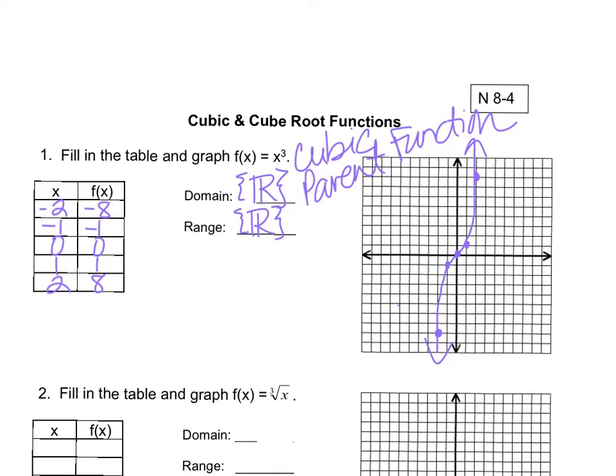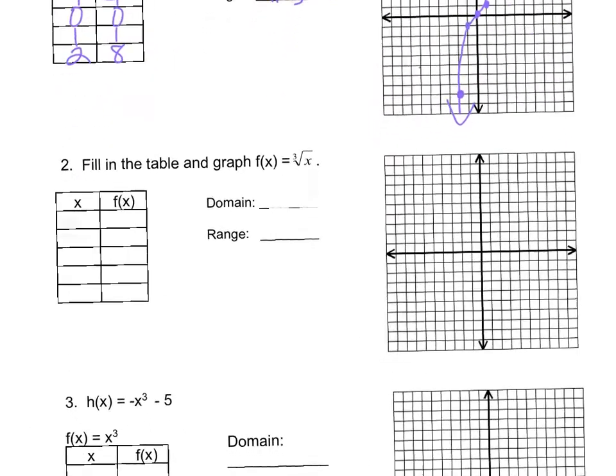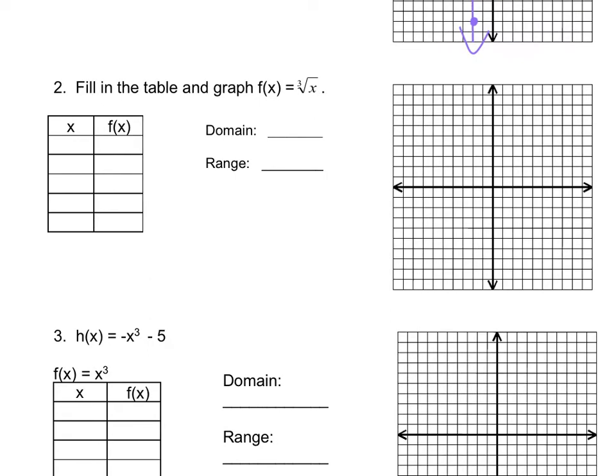Okay, so that's the cubic parent function. Let's move on to number 2. We're going to fill in the table and graph f of x equals the cube root of x, which is the cube root parent function. So we need to think about the smallest number we can plug in, take the cube root of that number, and it will be on the graph. So that smallest number would be -8. When we plug that into our x, the cube root of -8 equals -2.